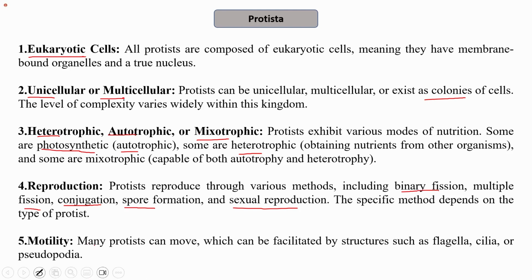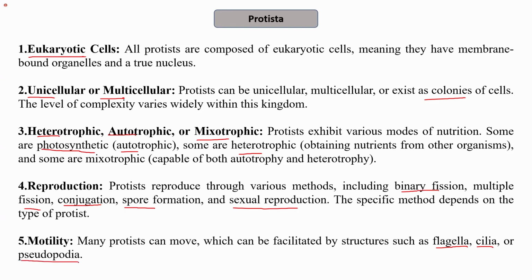Next is motility, that is, whether they are able to move or not. Many protists can move, and the movement is facilitated by structures like flagella, which help in the movement of the protista, or it may be facilitated by the presence of cilia or pseudopodia.